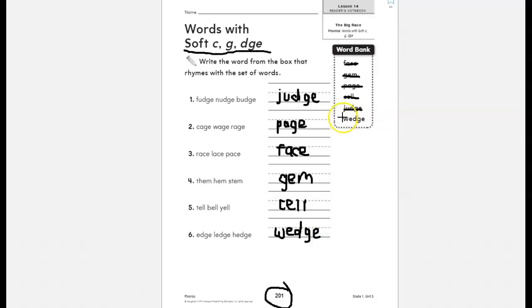Awesome job, everybody. I want to challenge you and see if you can use any of these words in your everyday talk. So if you're talking with your parents, your grandparents, your friends, see if you can use some words that have a soft C, soft G, or soft D-G-E. I'm excited to hear you guys start using these words.